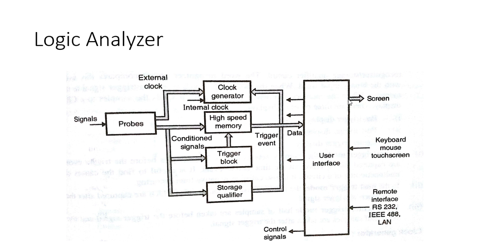Here, if you see the logic analyzer block diagram, probes are shown. These probes are used to take multiple signals, and they are internally connected to the clock generator, then memory, then the trigger block and storage qualifiers. After that there is a user interface as well. That is most important, because if you want to see the signals on a screen, it will be connected to the screen. If you want to observe them at a remote interface, then we can use an RS-232 interface, local area network, or IEEE 488 interface, and there are different control signals which are generated by this.